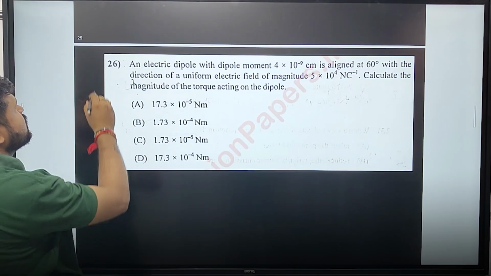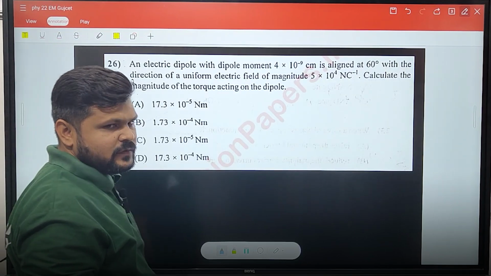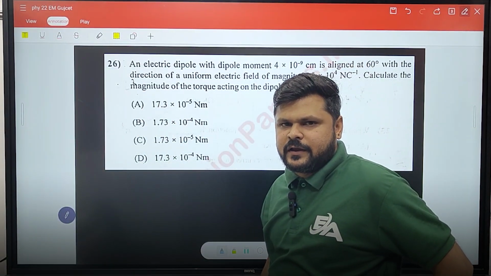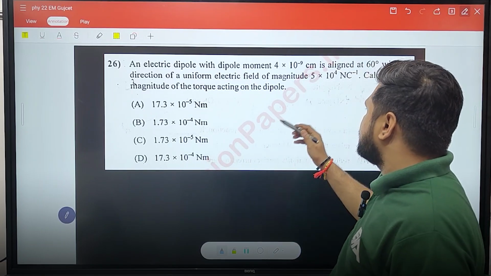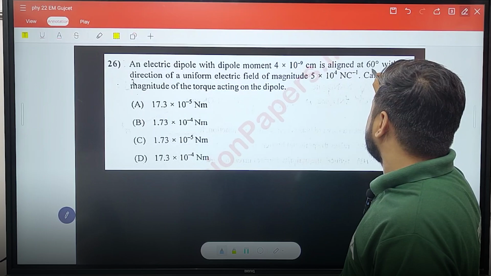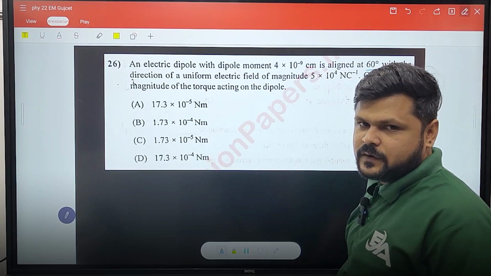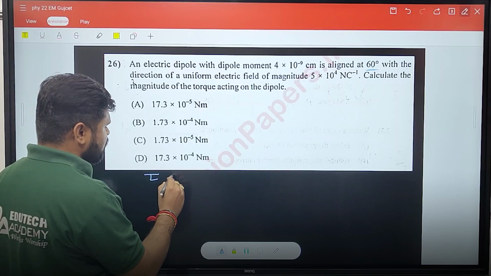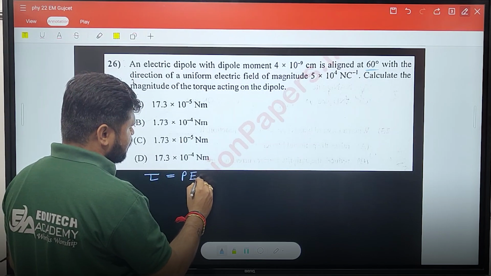MCQ number 26. Again, an easy MCQ. There is one electric dipole which is placed in a uniform electric field. On it, how much torque will act? That is the question. And here the dipole is placed at 60 degrees. So what is the formula of torque acting on a dipole when it is placed in a uniform electric field?